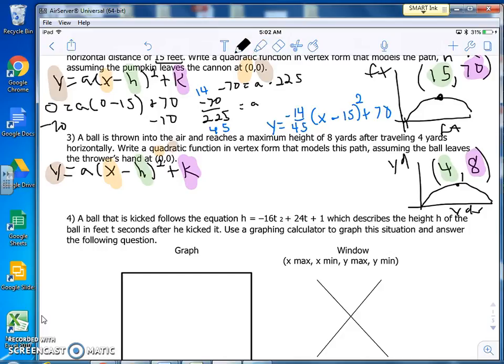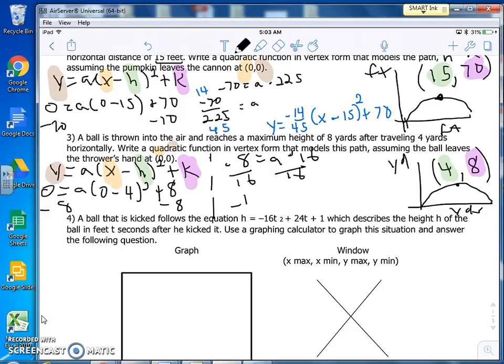So I'm going to put these numbers in. 0 equals a times 0 minus 4 squared plus 8. So I'm going to subtract 8 from both sides and square that negative 4. So I get negative 8 equals a times 16, since negative 4 squared is positive 16. And divide. So a is negative 1/2.